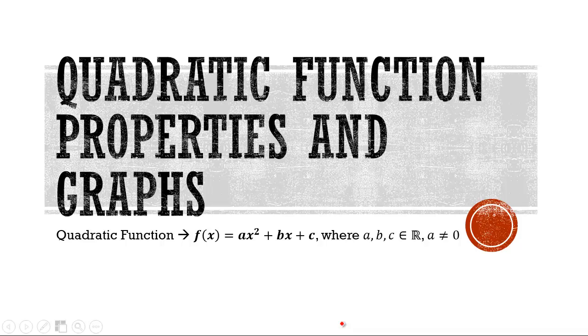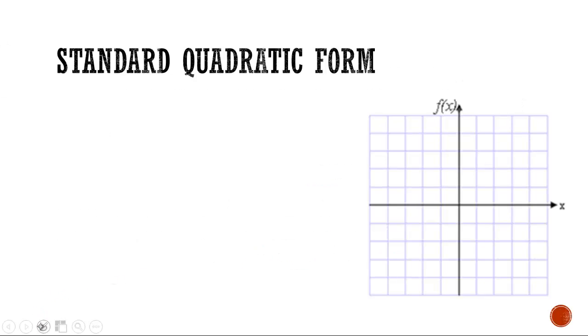This lesson looks at quadratic function properties and their graphs. A quadratic function is a function in quadratic form like this. This is actually the standard form of a quadratic function, ax squared plus bx plus c. So let's take a look.